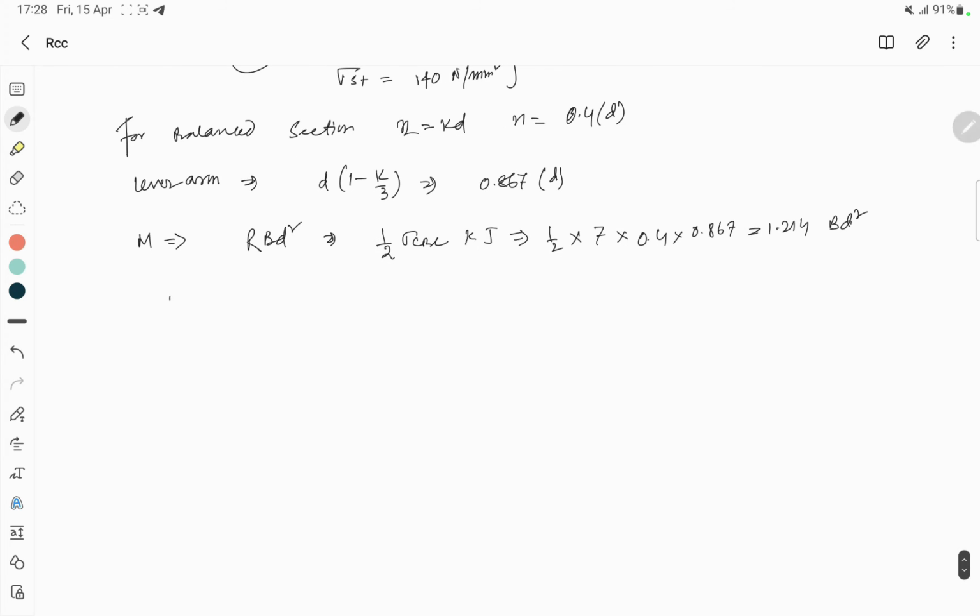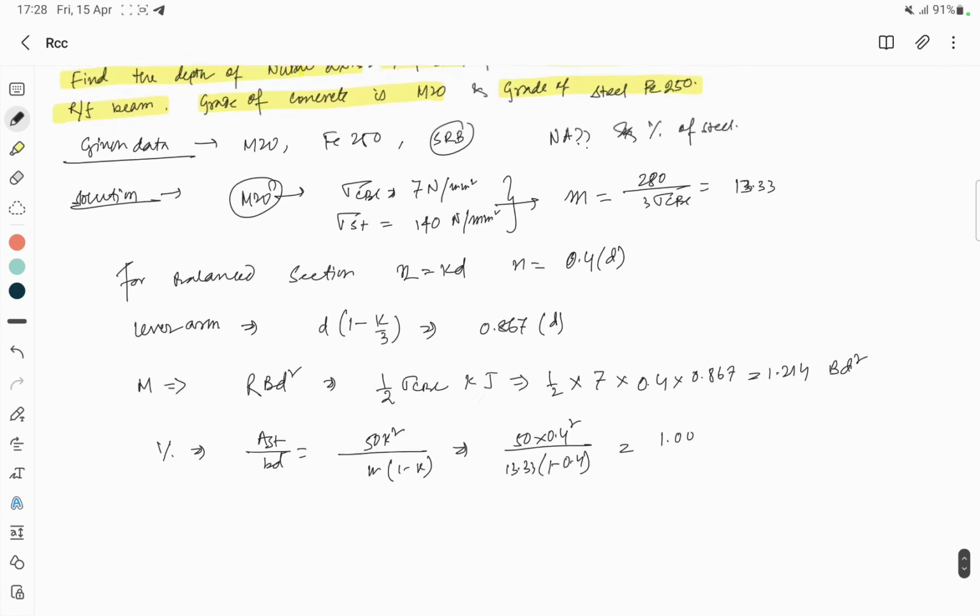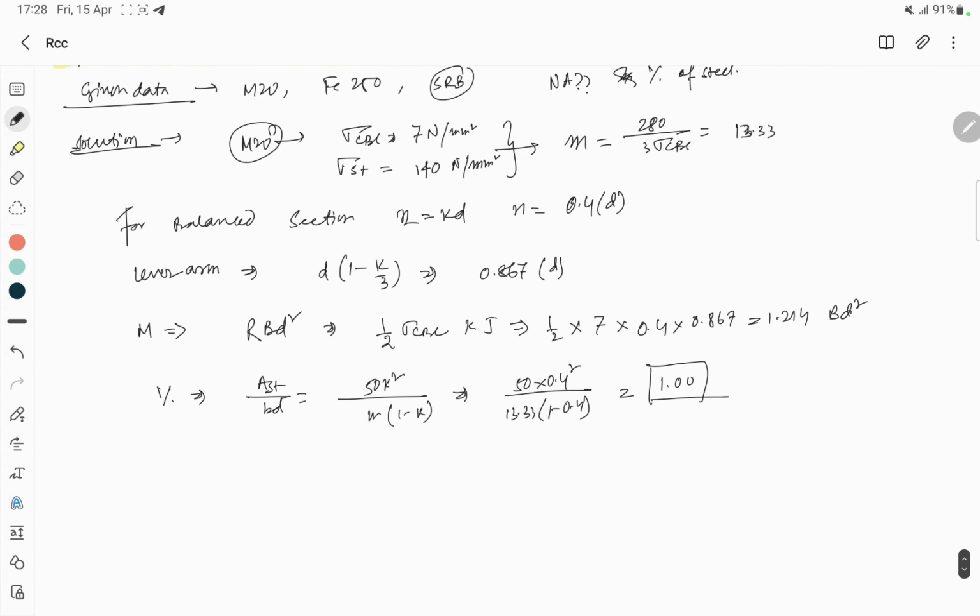And what about the permissible steel? That is Ast by bd, that is equal to 50 k square by m(1 minus k), that is equal to 50 into 0.4 square by 13.33 into (1 minus 0.4). So now we find the final answers and the neutral axis depth.